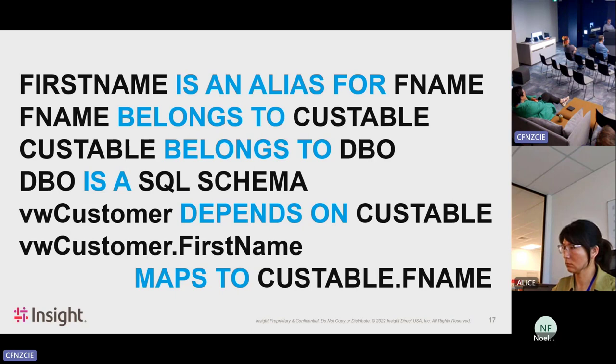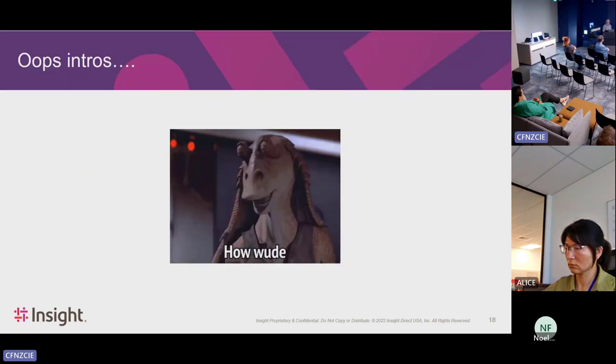So just in this small example, we can say things like first name is an alias for F name, or F name has an alias. F name belongs to the customer table. So belongs to becomes a relationship. DBO is a SQL schema, so it has a certain type. View customer depends on customer table. And this is the most trivial example you can imagine. We've just selected one column from one table. And so this is what drove me to try and really better understand metadata and data lineage. And this is really what we're going to talk about for most of today.